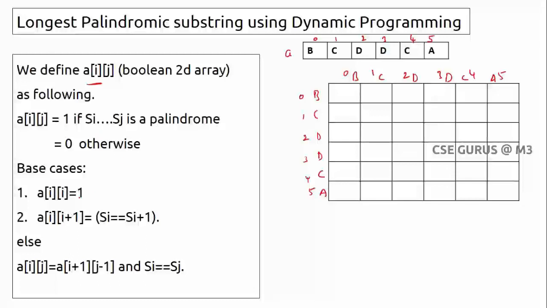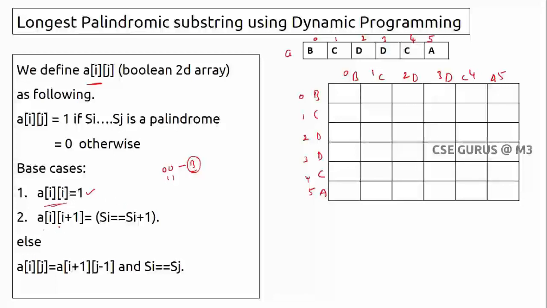Starting with the base cases: if a of i, i, that means the indices are the same, then directly true. What is the meaning of this? When the indices are the same, let us suppose 0 0 means only one character, 1 1 means only one character, right? A of 0 0, what is that character? B. A of 1 1, what is that character? C. A of 2 2, the character is D. So each single character is always a palindrome, right? I told you, no? So a single character is always a palindrome, that's why 1.